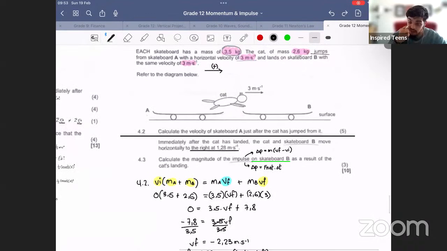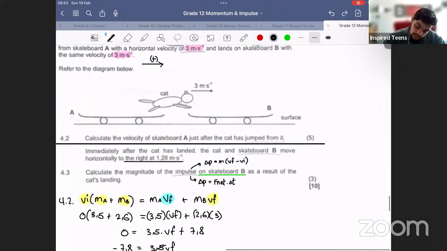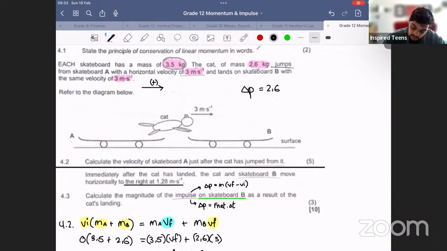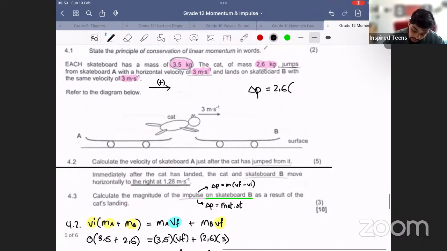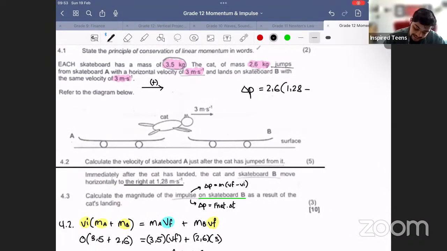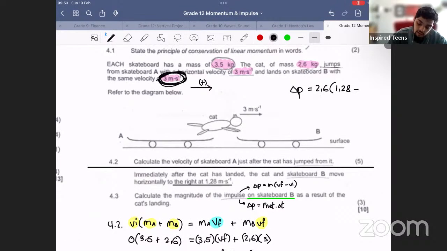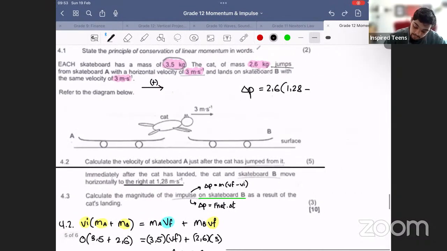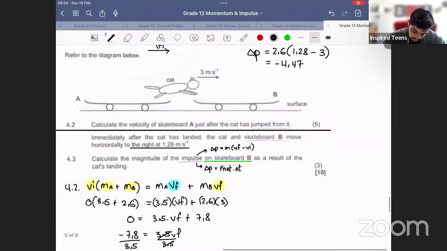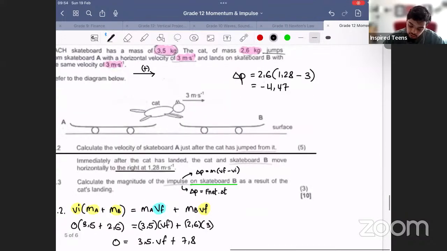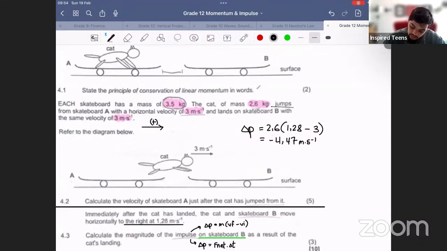Okay, I just want to double check that we get the same impulse when we work with the cat. This is equal to its mass, which we said was 2.6, times its final velocity, which is the skateboard's 1.28, minus its initial velocity, which is 3. Remember, it landed with 3, and jumped at a horizontal velocity of 3. And we get 2.6 times (1.28 minus 3). Indeed, we get -4.47, and 4.48 for the skateboard. So very close, obviously not exact, but that's just because life.